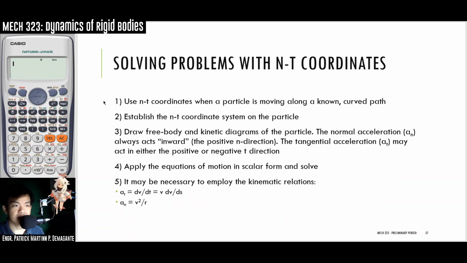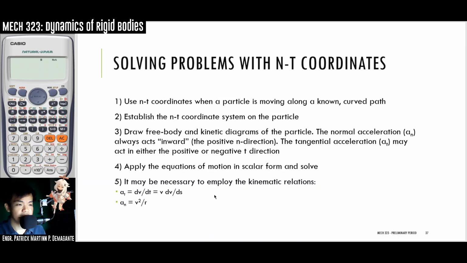Okay, then may next yan, solving problems with normal-tangent coordinates. So, normal-tangent coordinates is usually used kapag meron tayong curve path. So, mamaya curve path. Bakit curve path? Pwede rin ba yung normal-tangent coordinates kapag circular na, or kapag nag-orbit na tayo? Mamaya makita natin yung isang magandang diagram or figure para mas maintindihan siya.